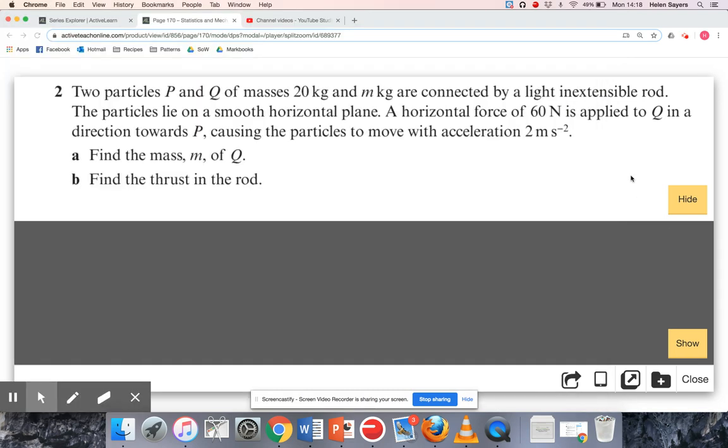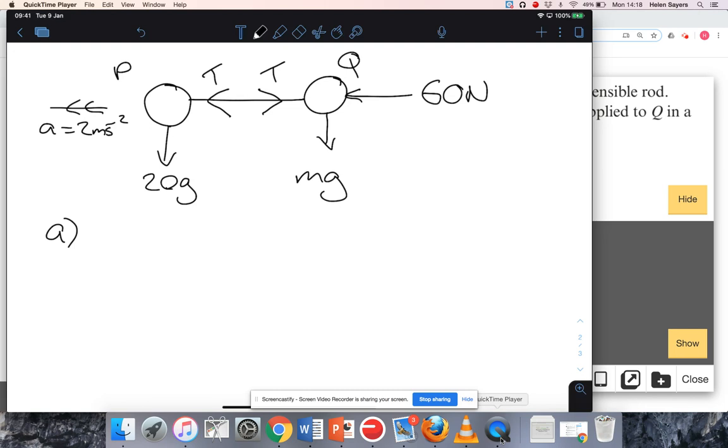where I need to find the mass of Q, I'm going to model the whole thing as one single body. So if I use F equals ma, and I'm going to use the left as positive because that's the direction it's moving in. So the total force to the left is just the 60 newtons because the two thrusts are going to cancel each other out. So I've got a resultant force of 60 newtons to the left, and that equals the total mass, so that's 20 kilograms plus m kilograms, and that gets multiplied by acceleration, which I know is 2.